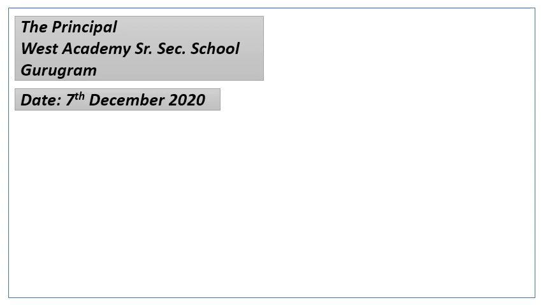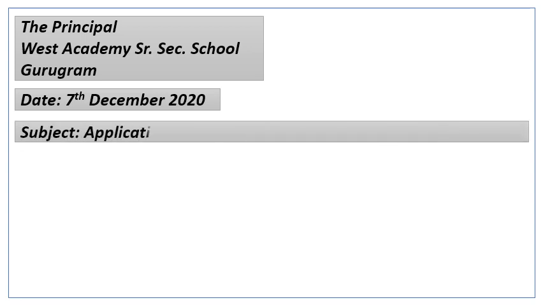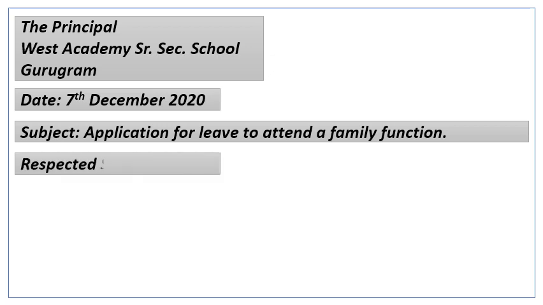After then, you have to leave one line and then you have to write down the subject. In the subject, you have to mention the purpose in brief, that is, application for leave to attend a family function. After leaving one line, you have to write down the salutation. Salutation means it is the complimentary little greeting to the person to whom the letter is addressed. So that is respected sir or madam.